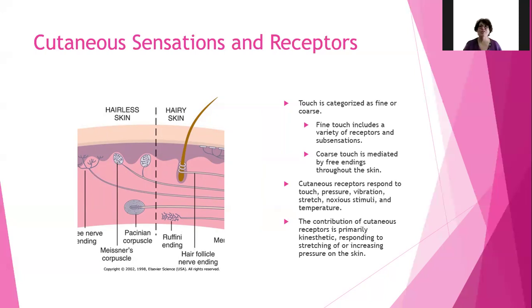That's more fine touch. Cutaneous receptors respond to touch, pressure, vibration, stretch, noxious stimuli like chemical stimuli, and temperature stimuli, and temperature to the point where it becomes noxious. The cutaneous receptors also contribute to our kinesthetic sense, like where we are in space, by stretching or increasing pressure on the skin. And also, our joint receptors tell us a little bit about where we are in space. So that's pretty interesting.